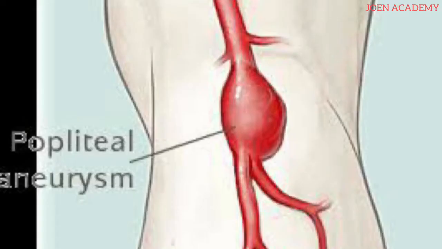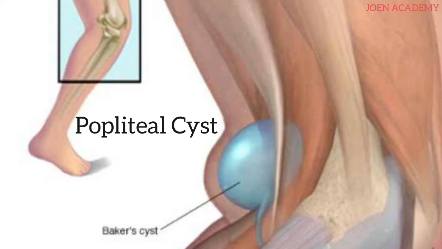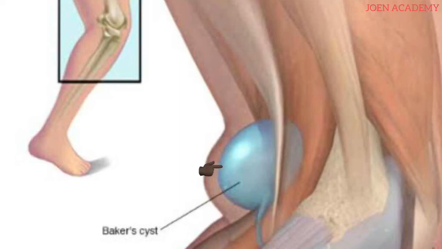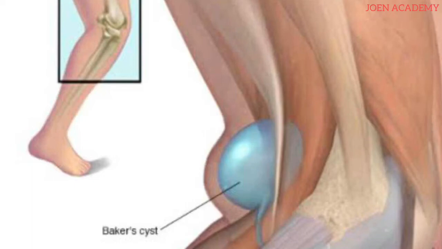At this point in time, I would encourage you to visit our video on aneurysm so that you can have a better understanding of what it's all about. Baker cyst, which we can also call the popliteal cyst, refers to the inflammation and the swelling of the semimembranosus bursa. This bursa is just a fluid-filled sac that is located in the knee joint. The Baker cyst usually arises together with osteoarthritis in the knee. The cyst can rupture and produce symptoms similar to that of deep vein thrombosis.